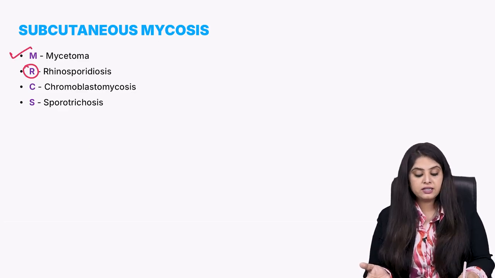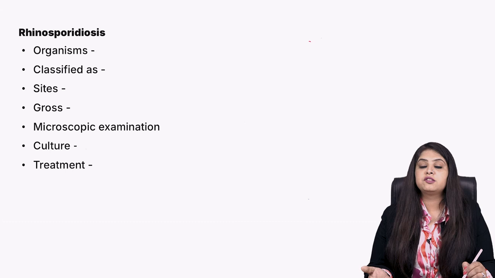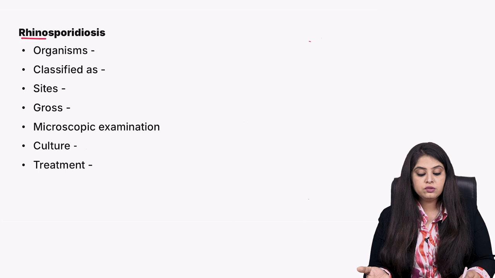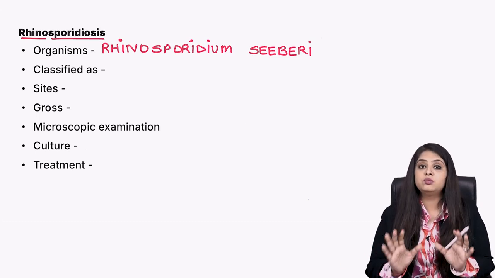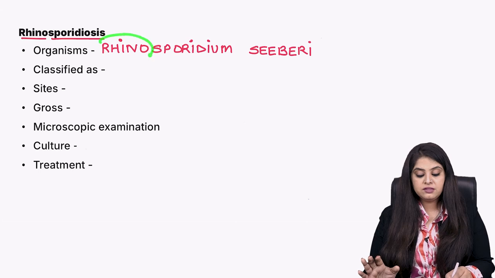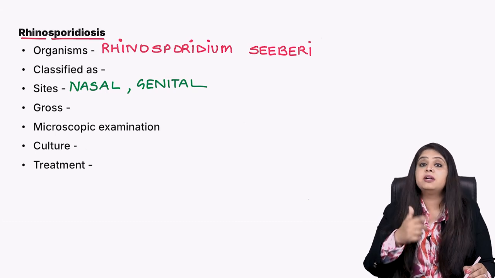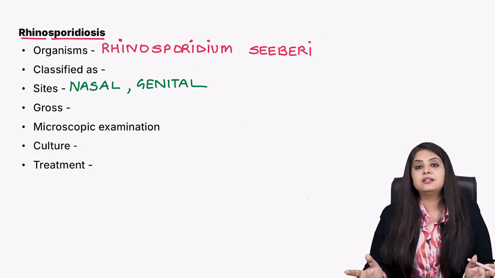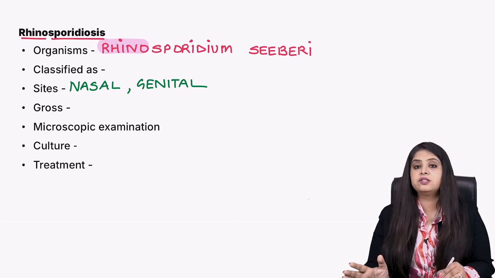I move on to the R, that is rhinosporidiosis. I think everything in its name is pretty much self-explanatory, but I'll try to make more sense of it. When I use the word rhinosporidiosis, obviously the organism is easy to guess. It is Rhinosporidium seeberi, and the rest of the story is within it. The rhino word will tell me that this is going to cause infection primarily in the nose. Yes, nasal cavity, but that doesn't mean only in the nasal cavity. It can cause infections in genitals and other cavities of the body also. So the rhino word has been done justice to.